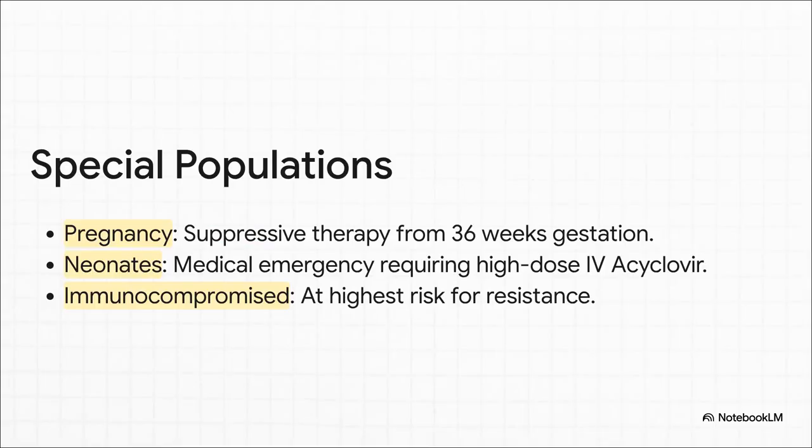Now, when it comes to high-risk groups, thankfully, there's pretty solid agreement across the board. In pregnancy, the name of the game is preventing neonatal herpes, period. That means starting suppressive therapy at 36 weeks. And if you have a neonate with even a suspicion of herpes, that is an all-hands-on-deck medical emergency. They need immediate hospitalization and high-dose IV acyclovir. And then, of course, our immunocompromised patients. They often get hit harder, and this is the group where the alarm bells for antiviral resistance really start ringing loudest.